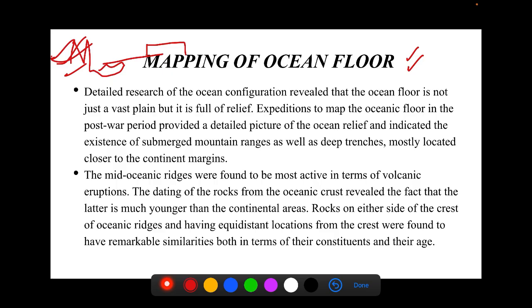Expeditions to map the ocean floor in the post-war period provided a detailed picture of ocean relief and indicated the existence of submerged mountain ranges as well as deep trenches. What are trenches? These are like deep points. We'll see how these are formed, mostly located closer to the continental margins.